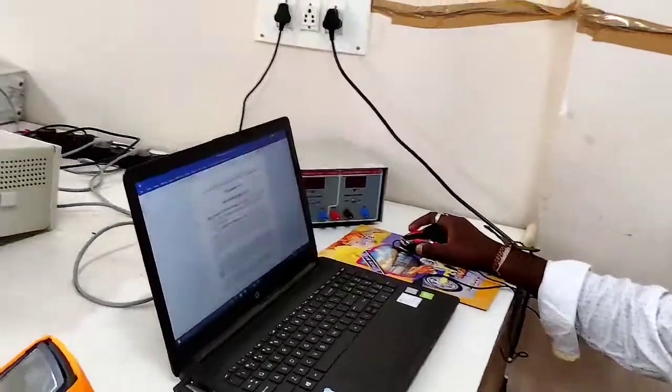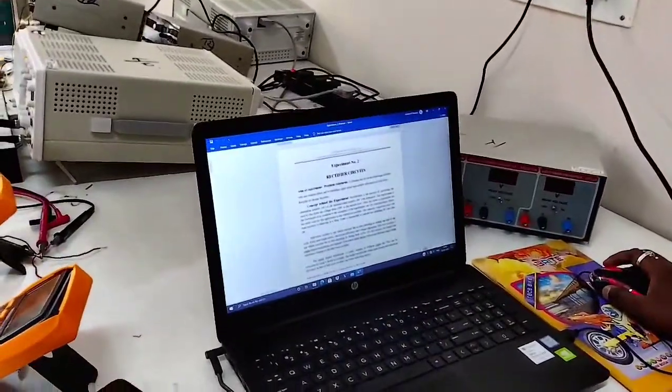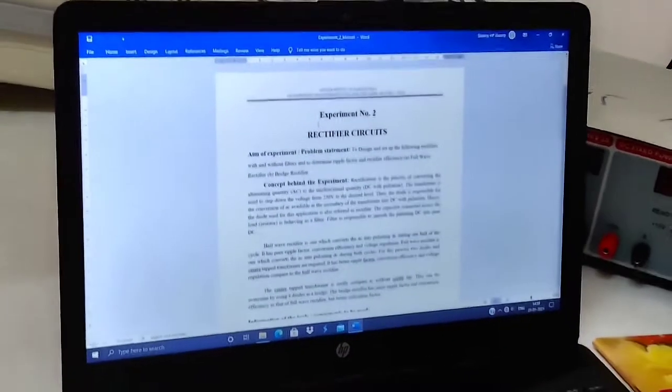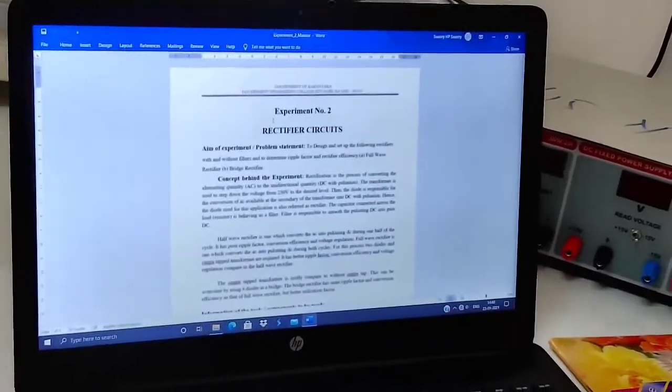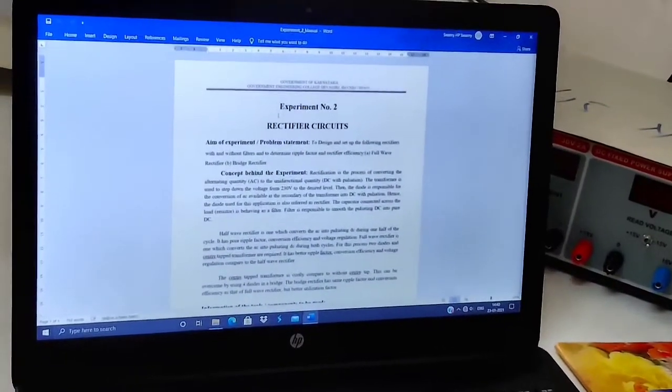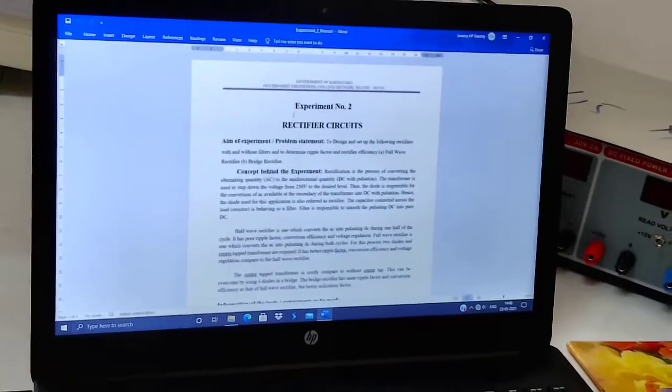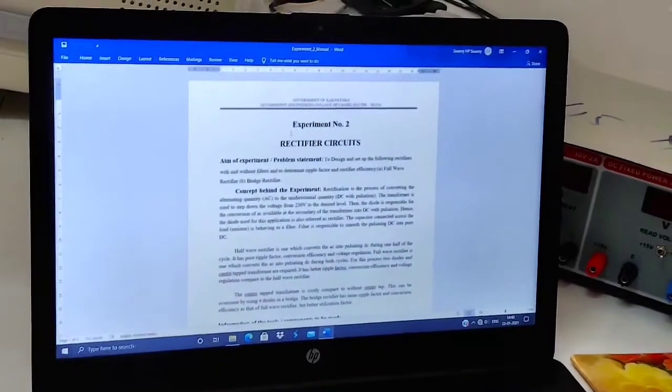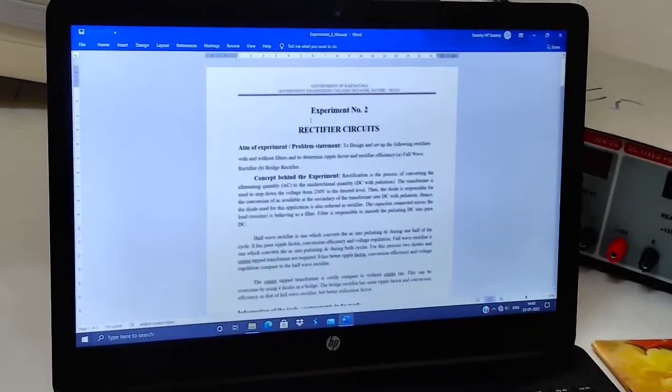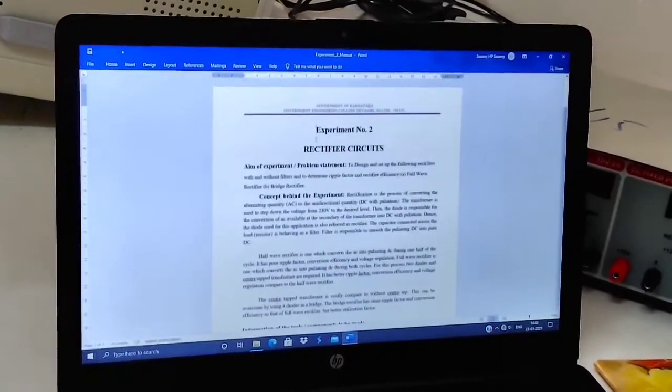Video for experiment number 2 for the Electronics Devices and Instrumentation laboratory. The second experiment is rectifier circuits. The aim of the experiment is to design and set up the following rectifiers with and without filters, and to determine ripple factor and rectifier efficiency for full wave rectifier and half wave rectifier.